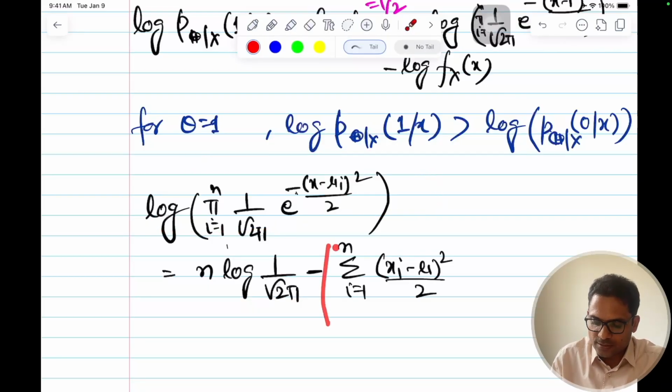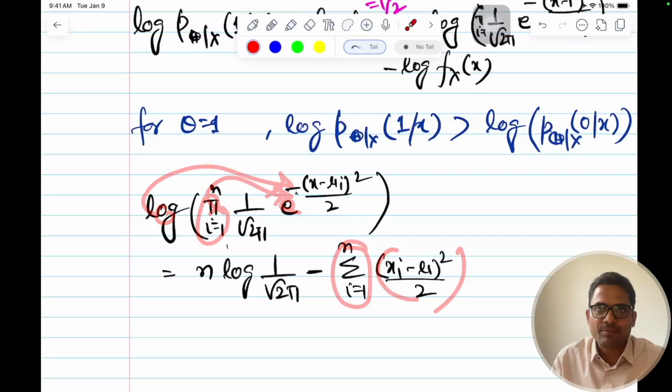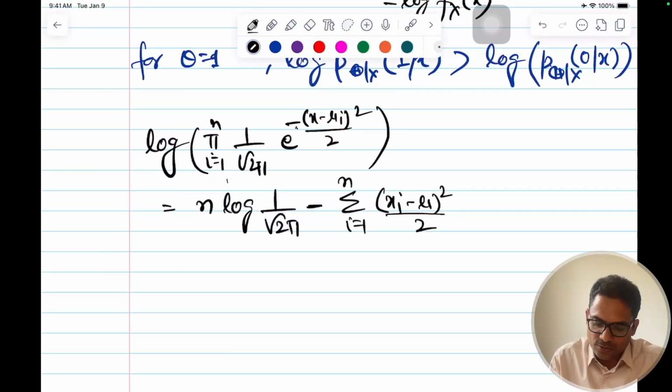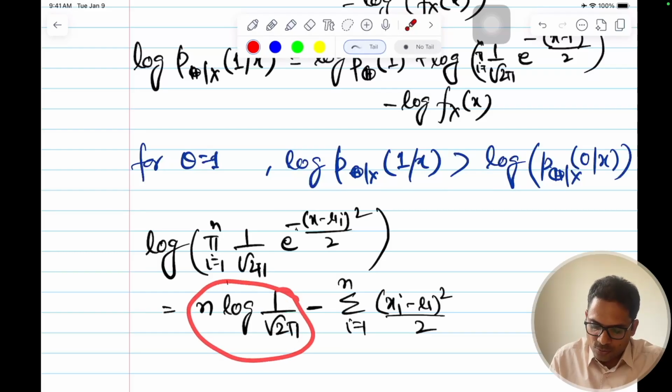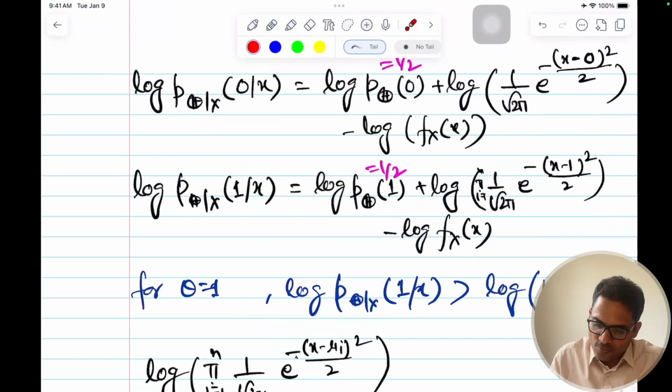Right? So this product has power n, so this n came here, and the product made its summation, and e was cancelled out by log, and the rest of the term came as it is. I hope the maths is clear. Okay, so let's see again. This n log 1 by root 2 pi is common for both, because this term is here and here also.